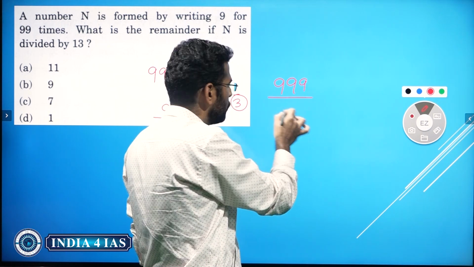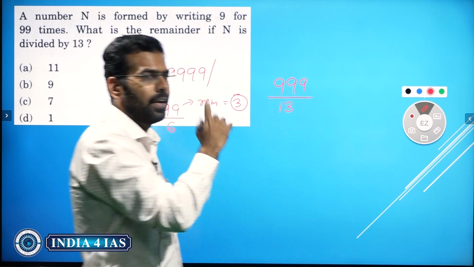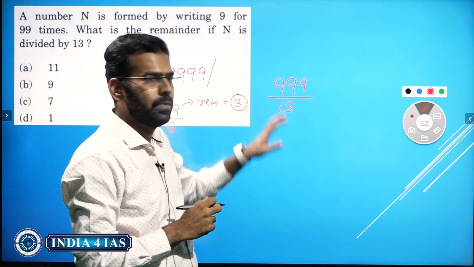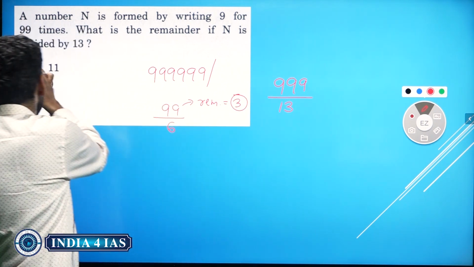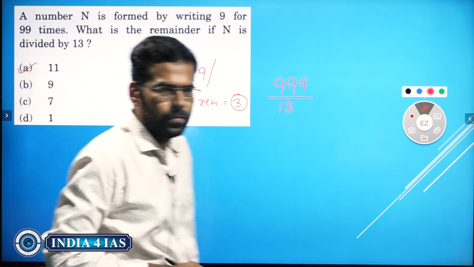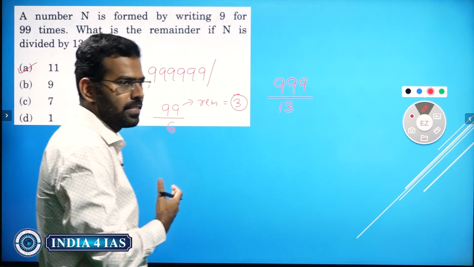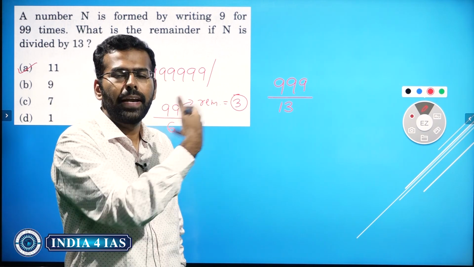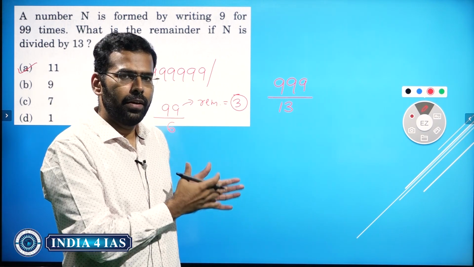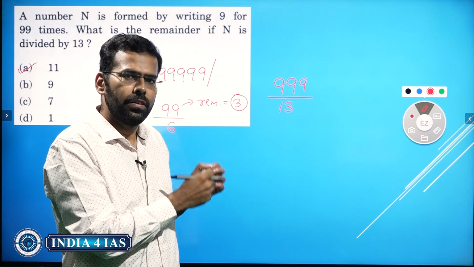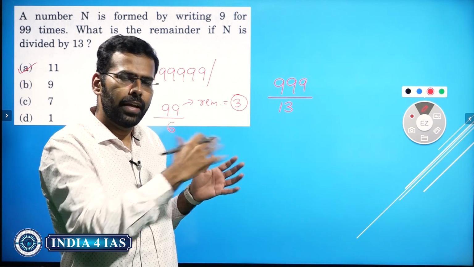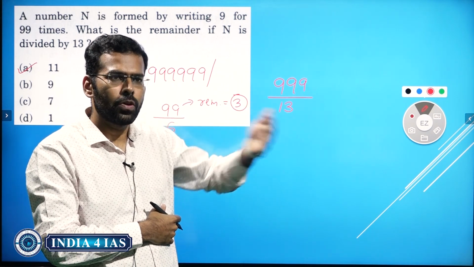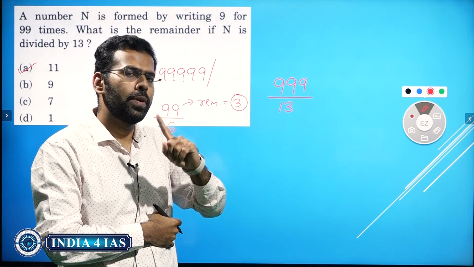999 should be divided by 13 to see what the remainder is. When you divide 999 by 13, you will get 11 as the remainder. Here the logic is that they have given that 9 is repeated for 99 times, but you know that when a single digit, it can be 1, 2, 3, 9, any number, is repeated for 6 times, 12 times, 18 times or a multiple of 6, then that number will be divisible by 13.